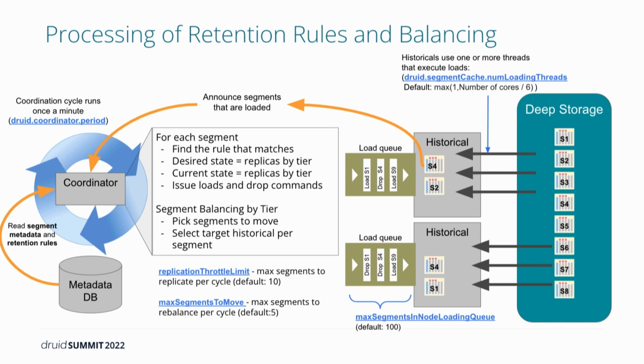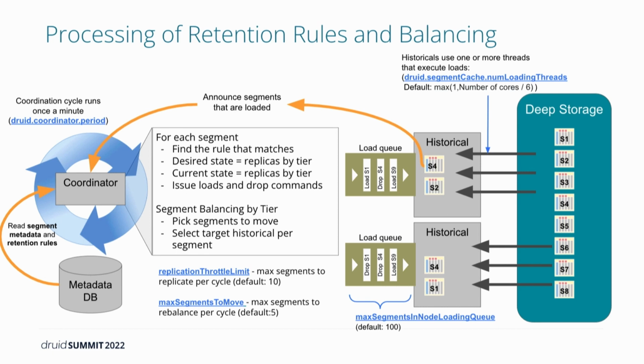Now you can control how fast the historicals process those commands by controlling the number of threads that are dedicated to that process. And that's up at the top here, top right, we see the Druid segment cache num loading threads. That's what that parameter does. It defines how many threads each historical is going to use to execute the commands that are coming in through the load queue. Obviously, the more threads you have there, the faster it will be able to get through the commands that it has. So you may need to tune that in some cases to increase the parallelism of that operation, particularly if you're doing an initial load of a cluster or something of that nature.